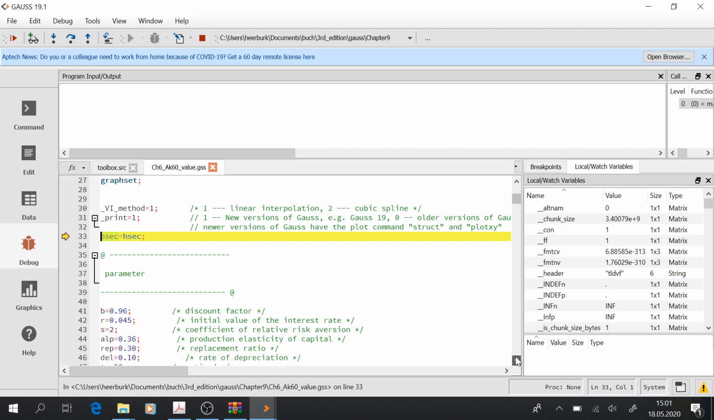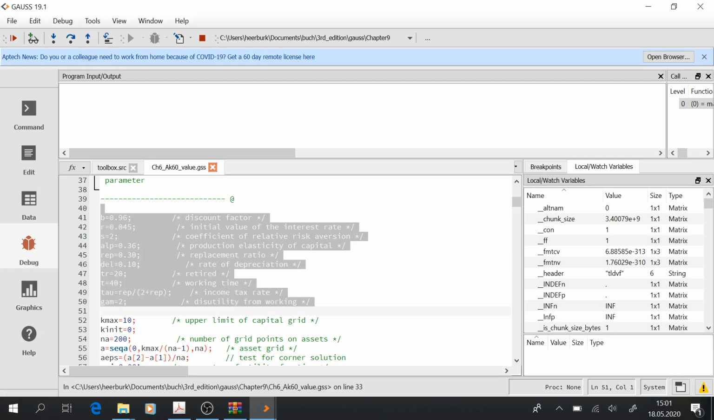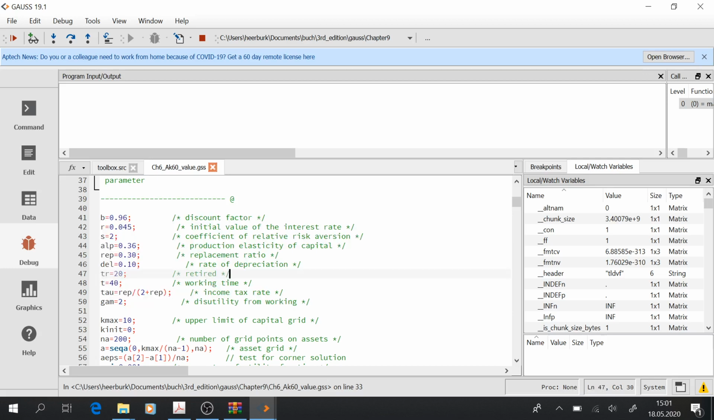In the next 10 lines or so, we calibrate the model with the parameters that you're familiar with from the last video. So we have beta equal to 0.96, choose an initial interest rate of 4.5%, a coefficient of relative risk aversion of sigma equal to 2, alpha, our production elasticity of capital, is set equal to 0.36, a replacement ratio of pensions relative to net wage earnings of 30%, a depreciation rate of 10%, and we have 40 periods as workers and 20 periods equal to 20 years as a retiree.